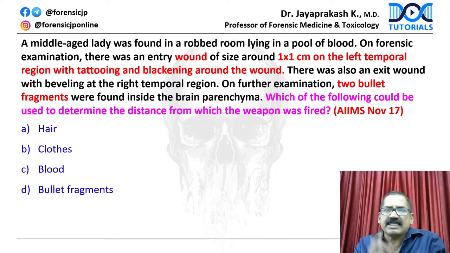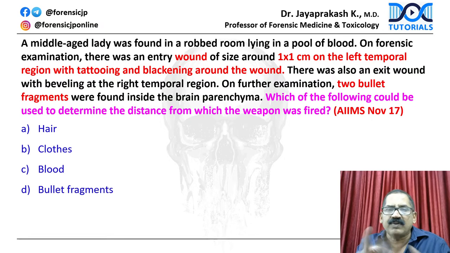Now you see, in this case, bullet fragments are there, that means it is a rifle firearm wound. At the same time, they have mentioned that there is tattooing and blackening around the wound. Once there is tattooing and blackening, that means it is a near shot. Now we have come to know that it is a near shot. It is not an intermediate shot. It is not a distant shot. It is a near shot.